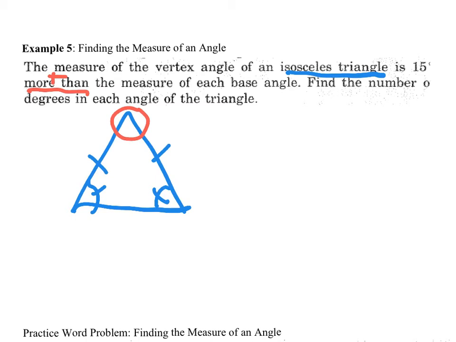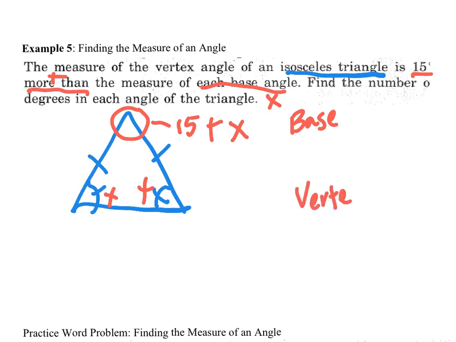Then the measure of each base angle. Let's say that the base angle is going to be represented by x. So if I'm going to write an expression for my vertex angle, I know that it's going to be 15 plus the measure of each base angle, which is represented by x. I want to find the degrees in each angle of the triangle, so I need to find my base angle, and I need to find my vertex angle.